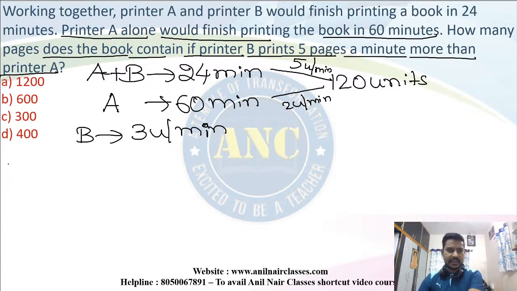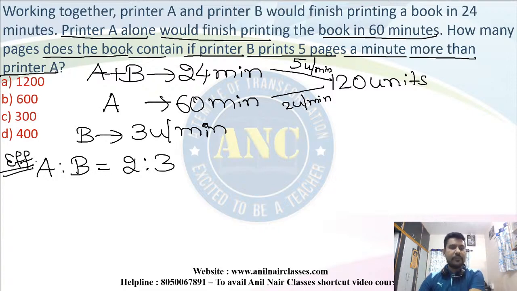Now, can I say that we know the efficiency of A as 2 units per minute. We also know the efficiency of B as 3 units per minute. The ratio is 2:3, right? This is nothing but the efficiency ratio. That means in 1 minute, A can print 2 pages. In the same 1 minute, B can print 3 pages.